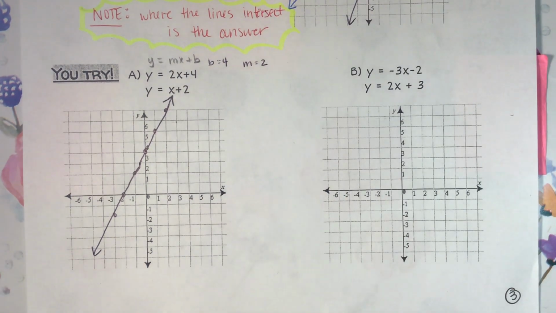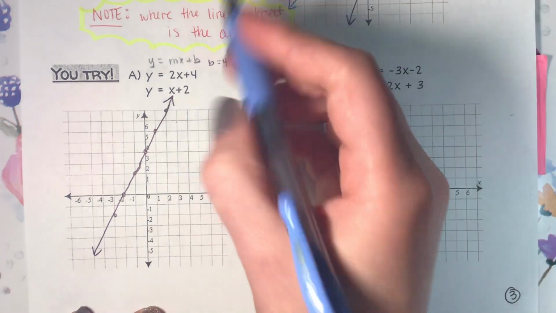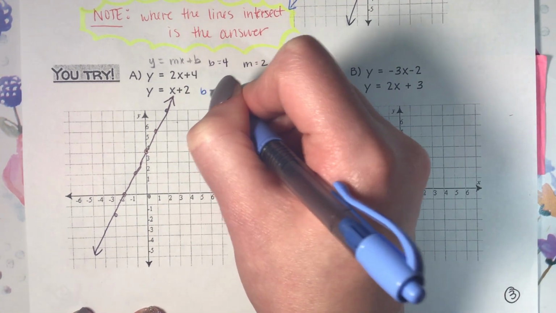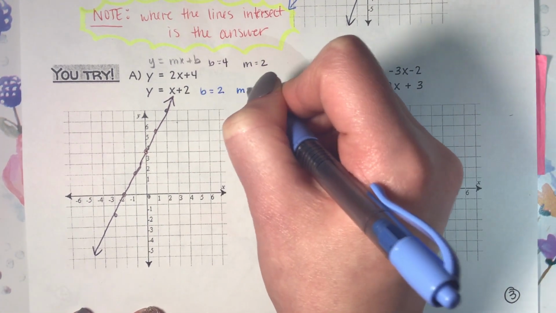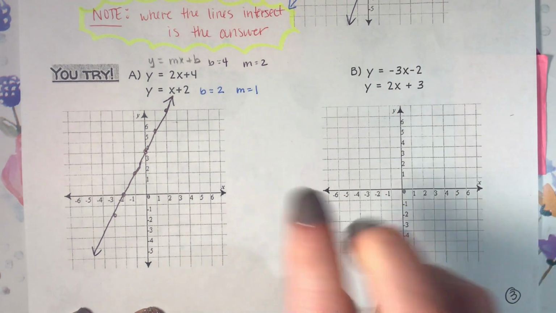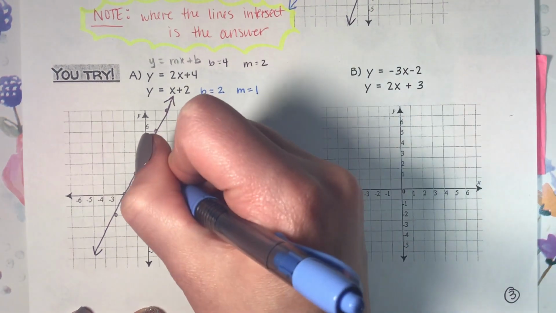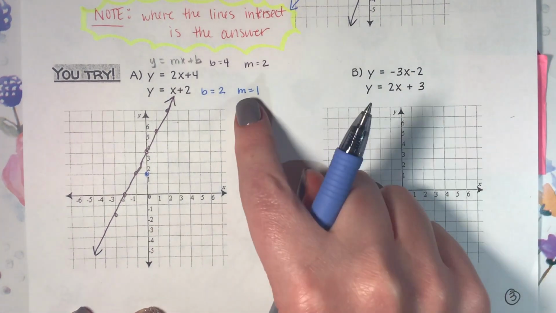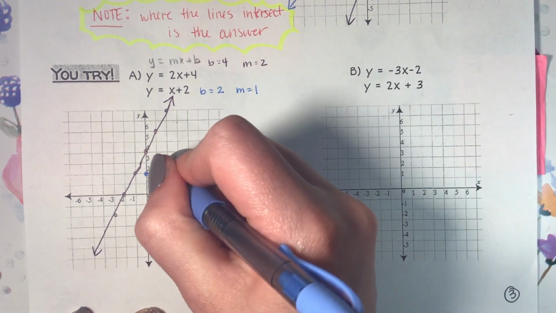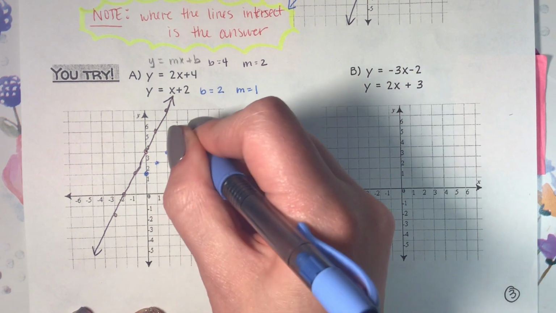So that's my first equation. Let's graph the next one. The next equation has a y-intercept of 2 and a slope of 1. So I'm going to graph my y-intercept of 2 first. So I'm going to go up 2. And then it has a slope of 1. So that's up 1 over 1, up 1 over 1.